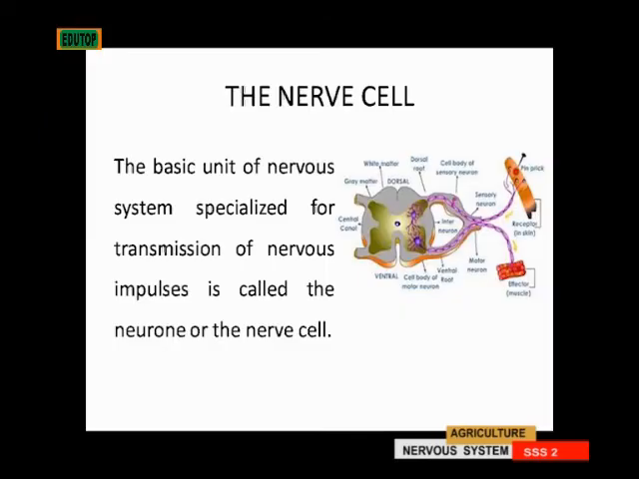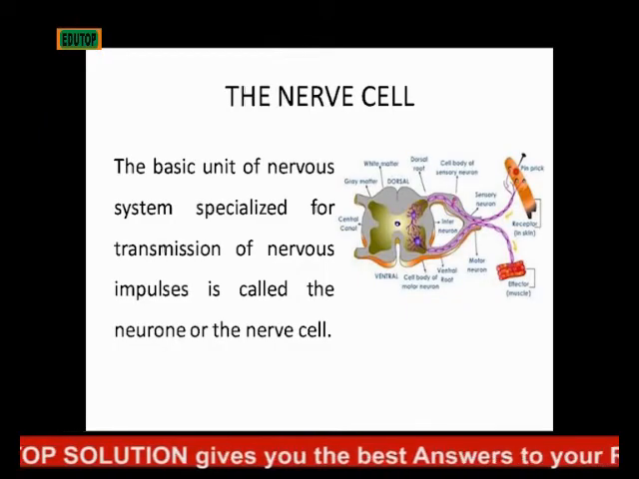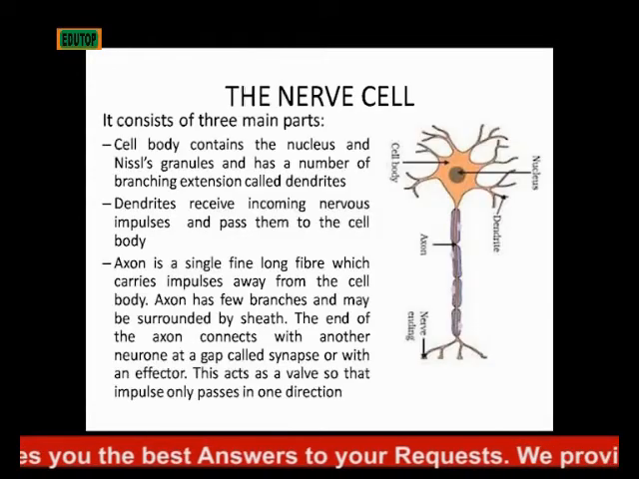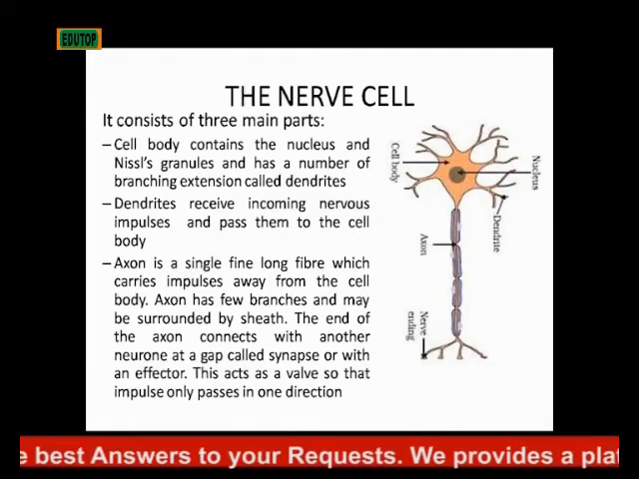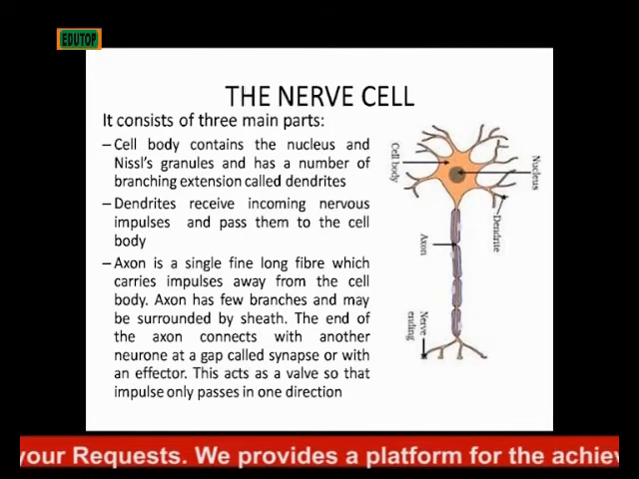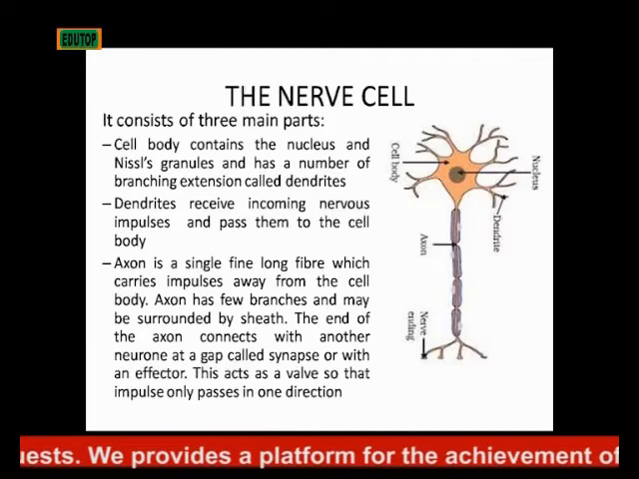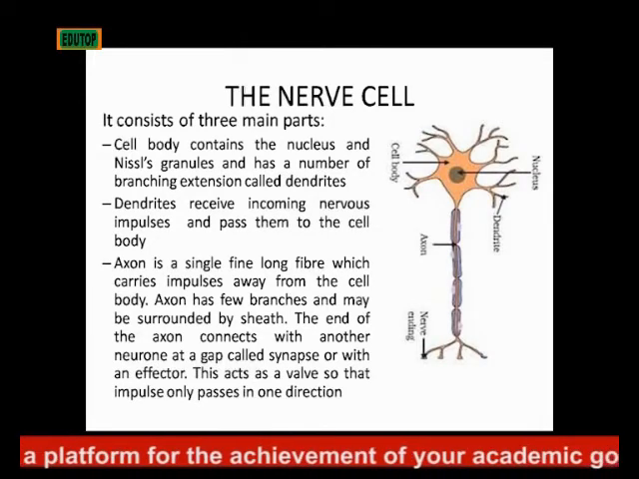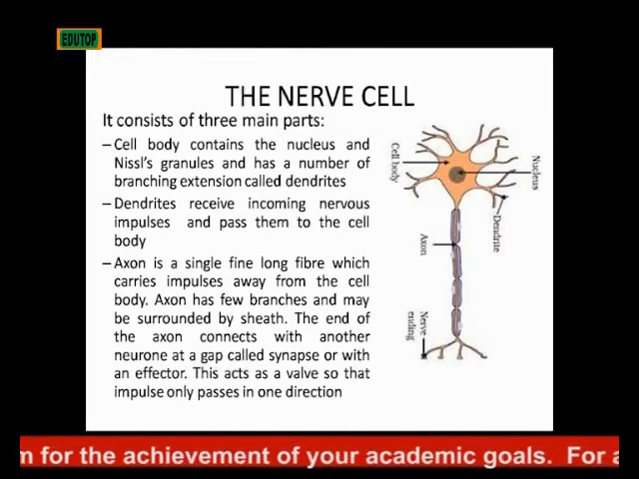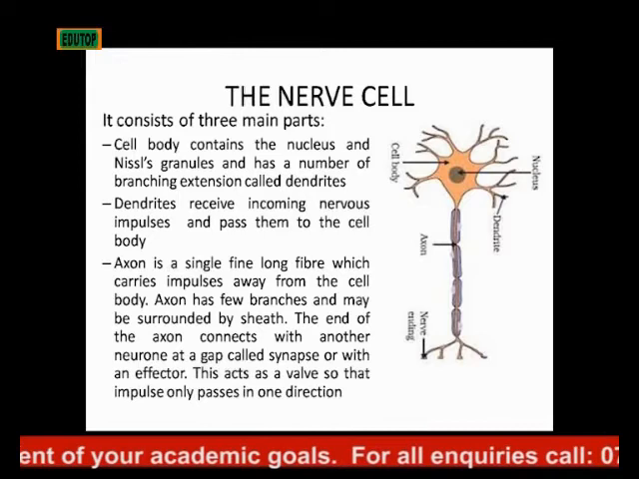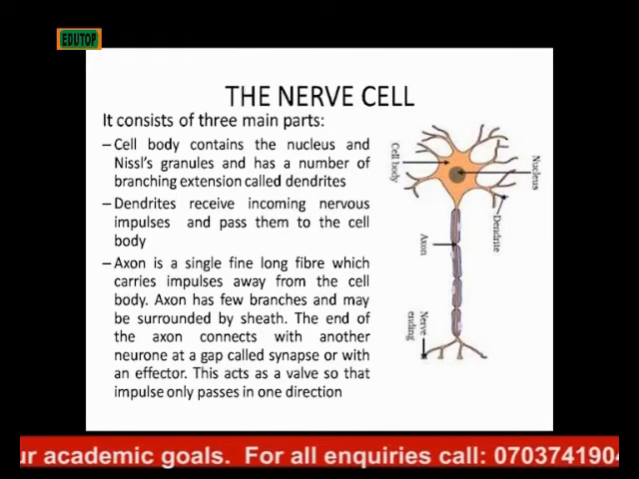So we're talking about the nerve cell. The nerve cell is the basic unit of the nervous system that is specialized for transmission of nervous impulses. It consists of three main parts: the cell body, the dendrites, and the axon. The cell body contains the nucleus and the nucleus granules and has a number of branching extensions called dendrites. From this diagram, you see like the branching of a tree.